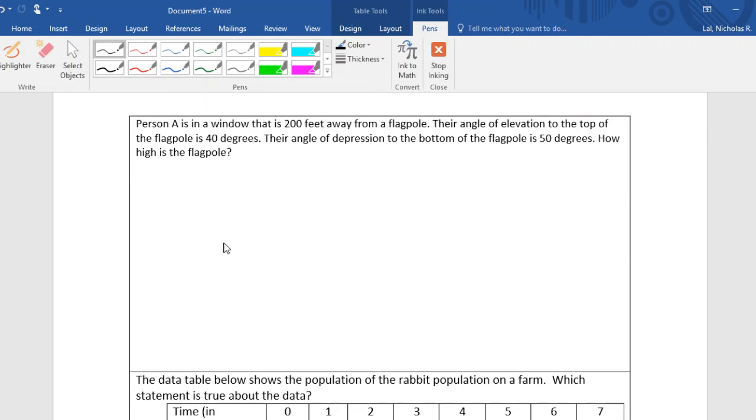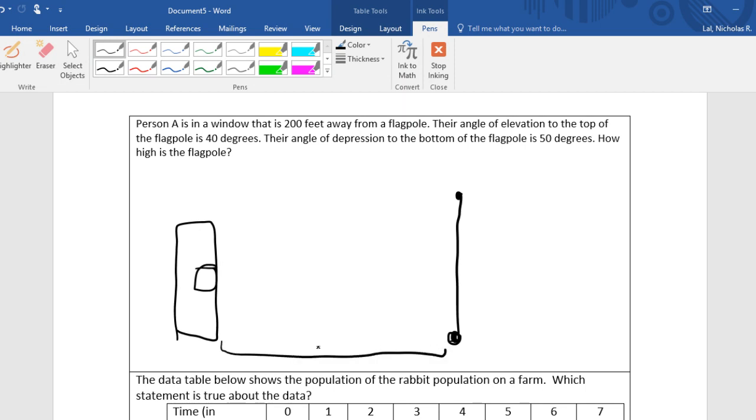Alright, person A is in a window that is 200 feet away from a flagpole. And this is the flagpole, 200 feet. The angle of elevation to the top of the flagpole is 40 degrees.